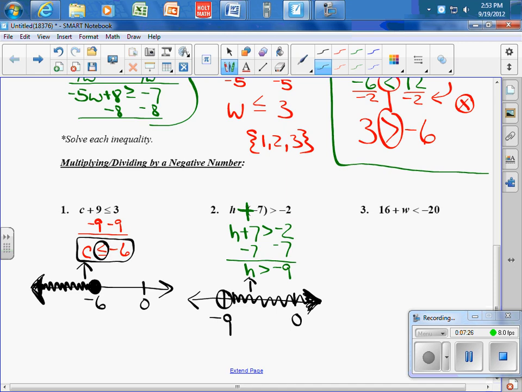So in number 3, when we subtract 16 from both sides, we get W is less than -36. To graph that, let's say we had 0. -36 is somewhere to the left. It doesn't matter where you put it, just so long as it's to the left. It'll be a hollow circle at -36 because it's just less than, it's not equal to, and I'm going to shade everything to the left.